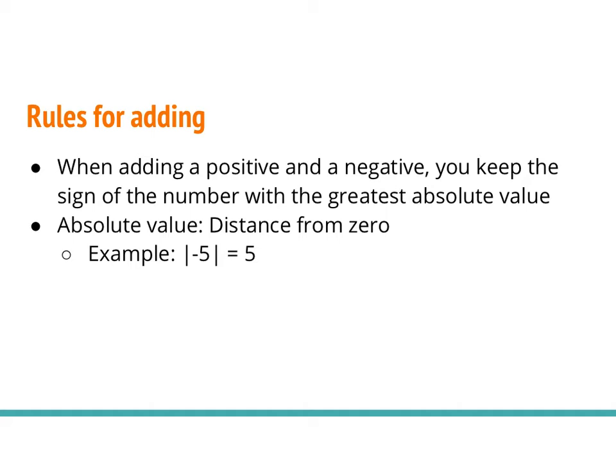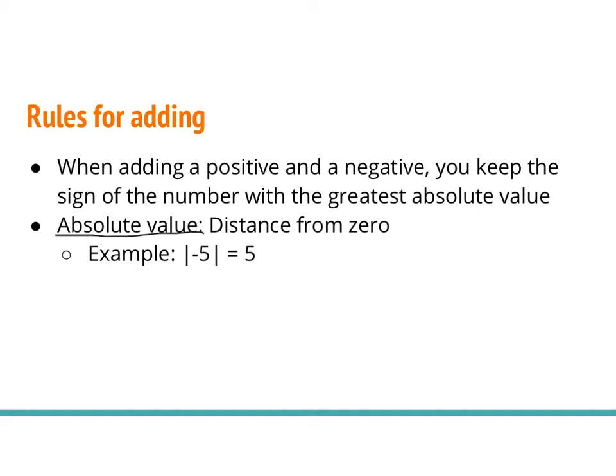So our rules for adding. I know this looks kind of long, but please write both bullet points down as well as that title. Our first rule says, or our only rule really, when adding a positive and a negative, you keep the sign of the number with the greatest absolute value. Okay. Now, absolute value, we have not talked about that in this class. I don't know if you learned it last year or not. That's why I put the definition right down here, where absolute value is our distance from 0.